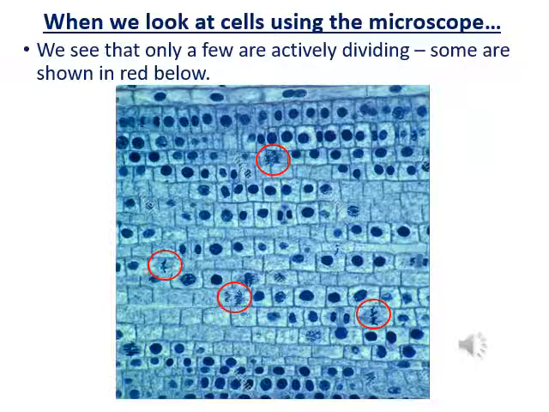Anywhere that you can see the chromosomes lined up in the centre or being pulled apart from the centre is an actively dividing cell. And I just think it's absolutely amazing how we can see this using a microscope.